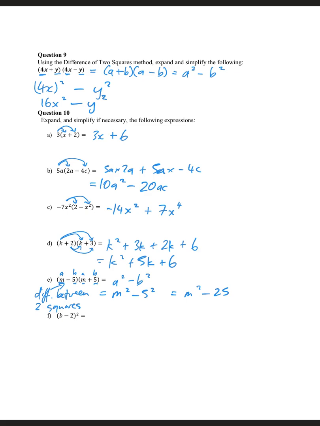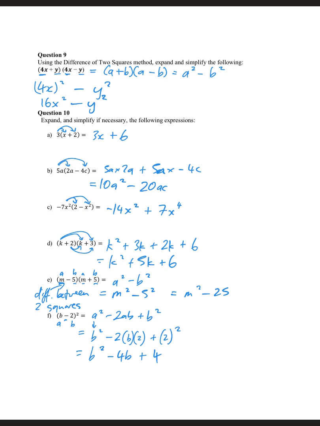Here we have a perfect squares. So perfect squares rule is a squared. Because it's a minus, it's take 2ab plus b squared. That is your a, that is your b. So it's going to be b squared minus 2 lots of b times by 2 plus 2 squared. So you're going to have b squared negative 4b, and then 2 squared is 4.